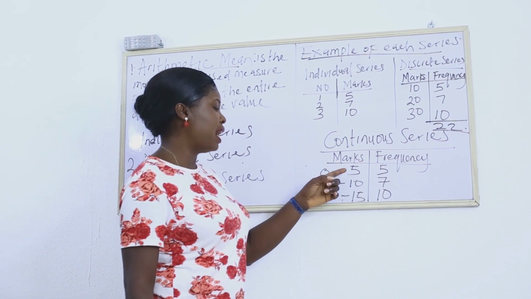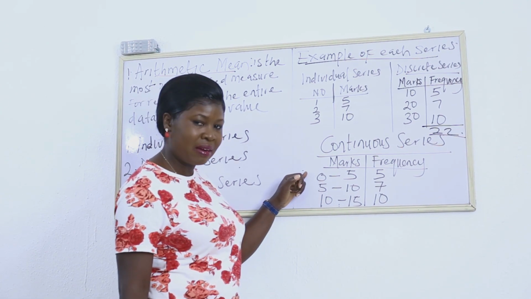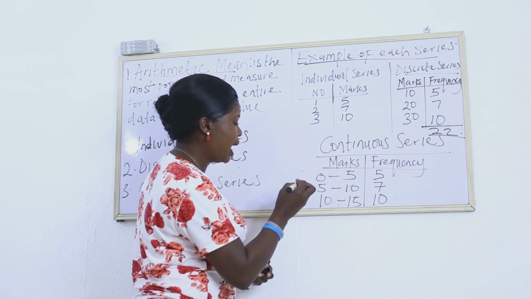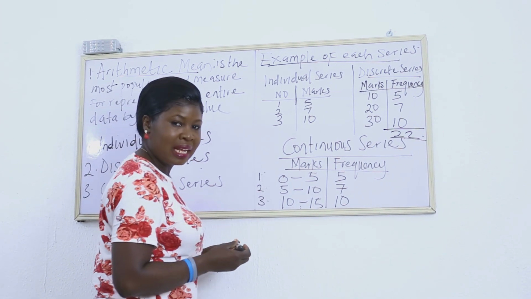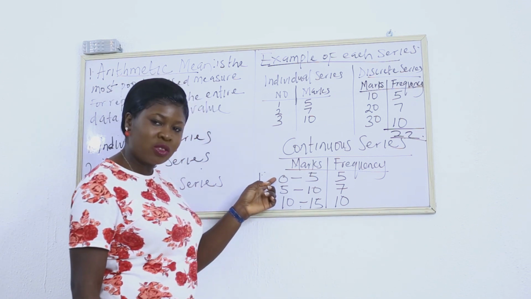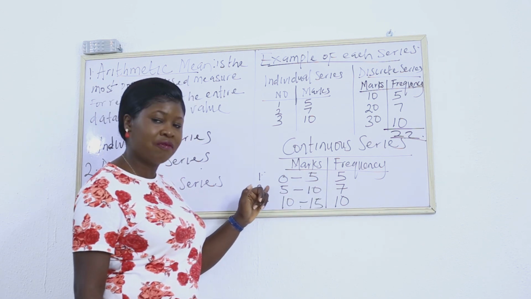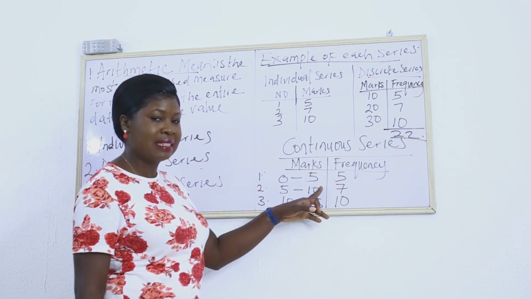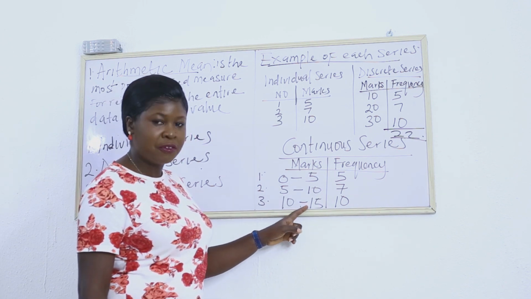We have 0 to 5, 5 to 10, then 10 to 15. This is the lower class interval for this class. That means that we have 3 classes here: class 1, class 2, class 3. And for class 1, the lower class interval is 0. For class 1, the upper class interval is 5. For class 2, the lower class interval is 5 and the upper class interval is 10. For class 3, the lower class interval is 10 and the upper class interval is 15.